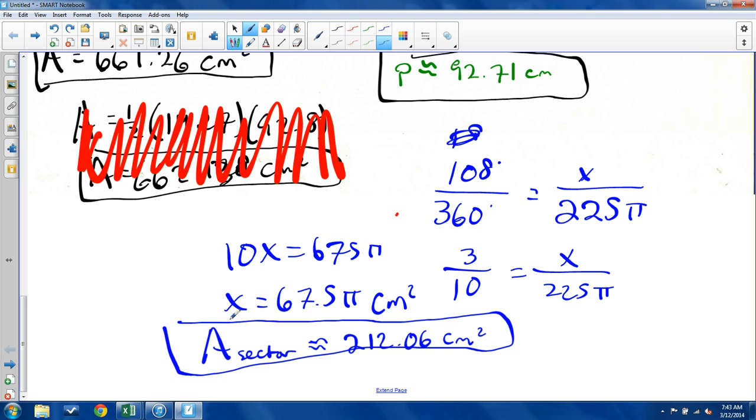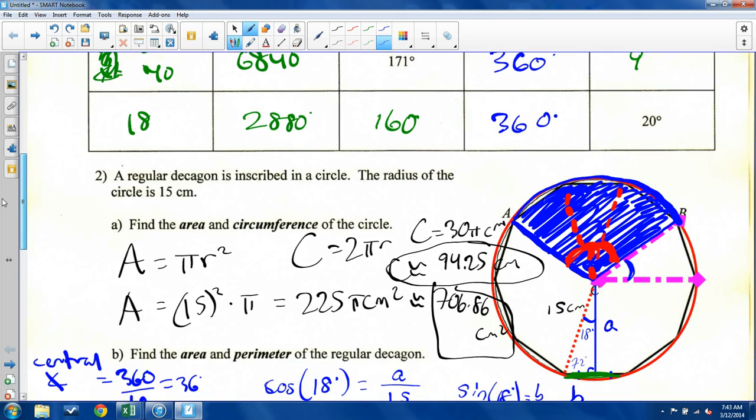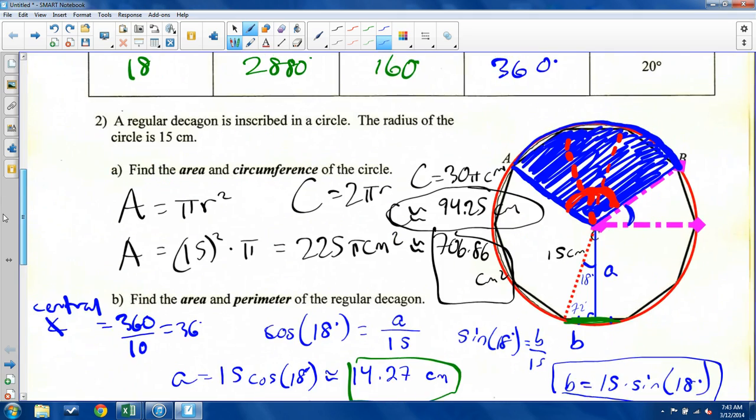Okay. So either this or that. Either's appropriate. But see if that number looks right. Make sure that the number's definitely less than 700 when you do the whole thing, or less than 225 pi. Yes, that's the area of the sector there.